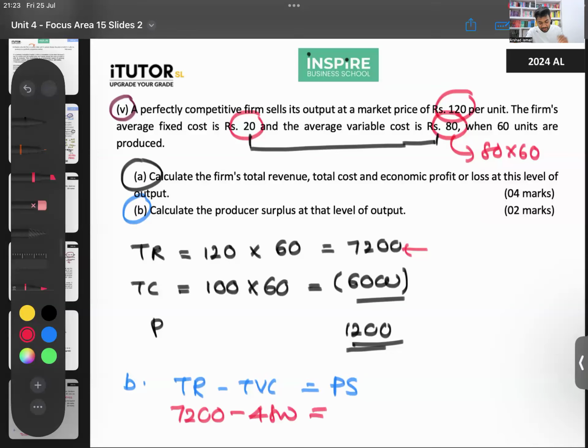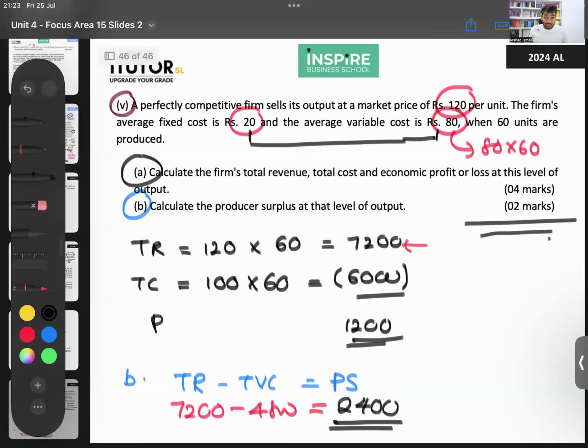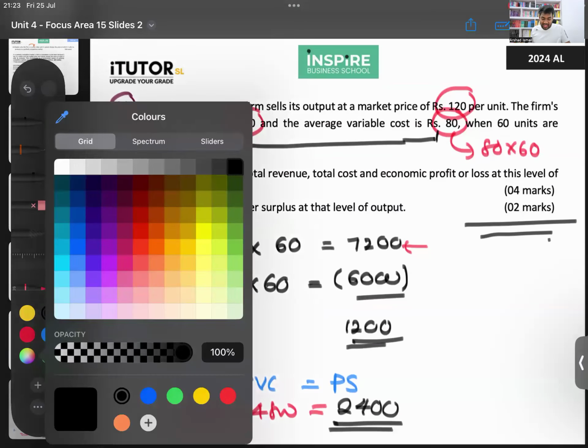So how much is my producer surplus? For producer surplus, we don't deduct fixed cost. The producer surplus is 2,400. So that is 6 marks there. That's an easy question, I would say. A calculation like that is almost 3 marks. That is your last question.